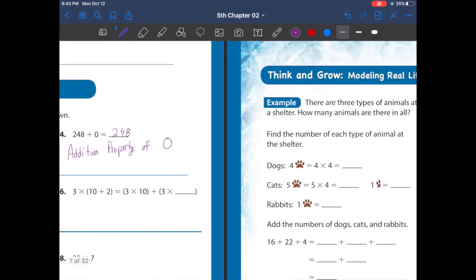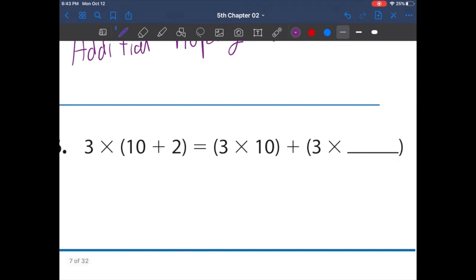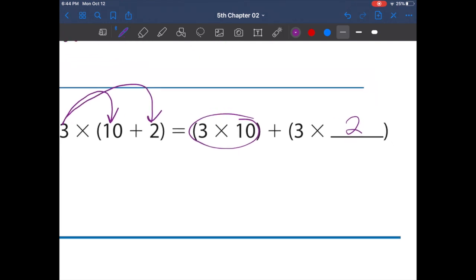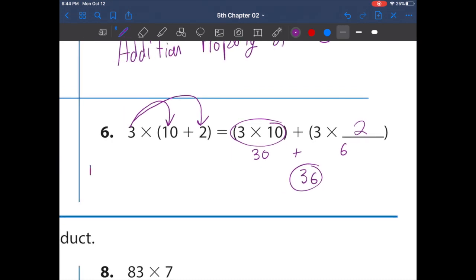Okay. Here's another one. We have 3 times 10 plus 2 equals the same thing as 3 times 10. Well, let's see, what is 10 plus 2? 12. So let's see, 3 times 10 and then 3 times 2, because we are going to be using rainbows, right? So 3 times 10 is right here. And then we have 3 times 2, which is right here. All right, now we just need to solve. 3 times 10 is 30. 3 times 2 is 6. 30 plus 6 is 36.